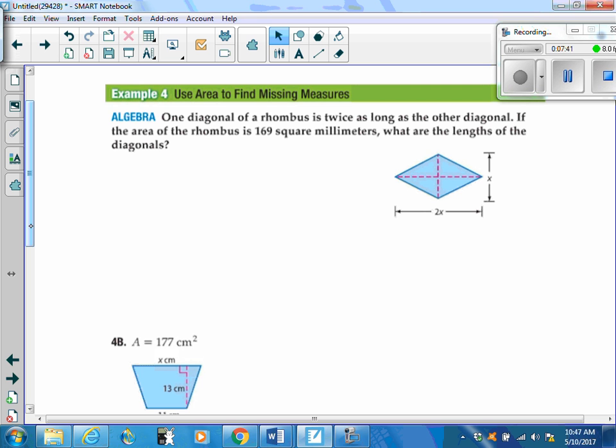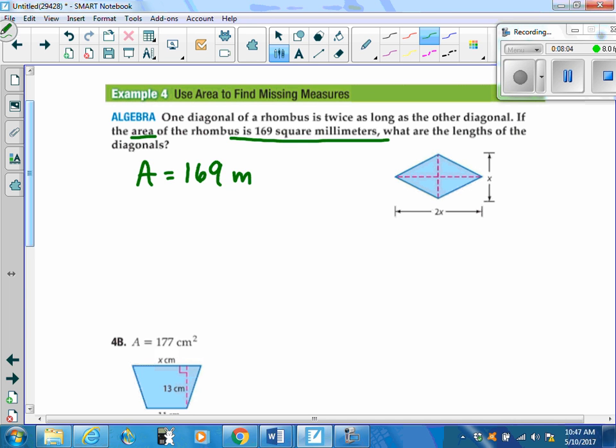Okay, we're going to do a little bit of an application problem where we're actually missing some measurements. It says one diagonal of a rhombus is twice as long as the other diagonal. And so I've gone ahead and given you a picture of what that would look like. If the area of the rhombus is 169 square millimeters, so we know that area is equal to 169 millimeters squared, what are the lengths of the diagonals?